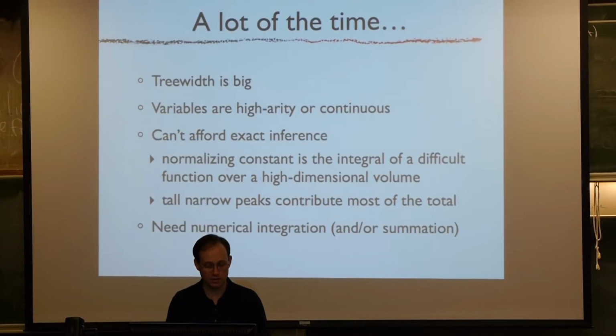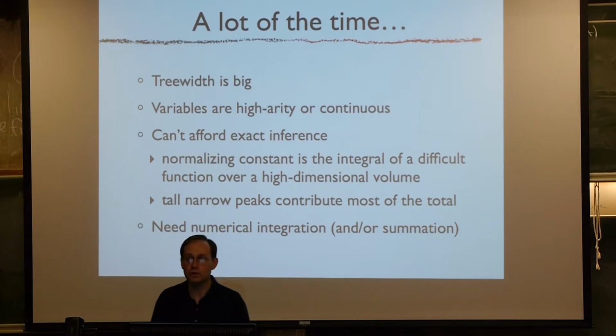Approximate inference. A lot of the time when you're doing inference in, let's say, log linear models, exponential families, factor graphs, some of these models that we've told you about, you have a large tree width, you have high arity discrete variables or even continuous ones, and so you can't afford exact inference. In particular, the normalizing constant that you would need in order to make exact inference is the integral of some difficult function over a high dimensional volume. And what do I mean by a difficult function? I mean that most of the contributions to the integral are hidden. So you have very tall, narrow peaks, which you can hide very well in a high dimensional space.